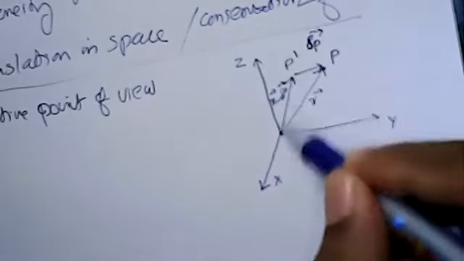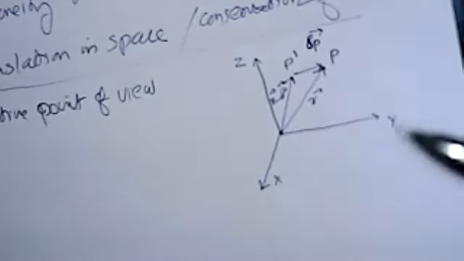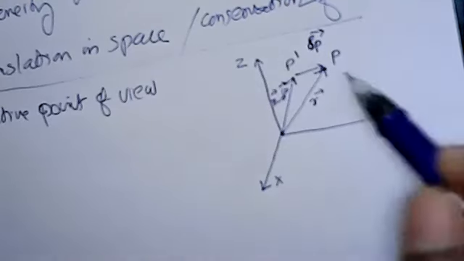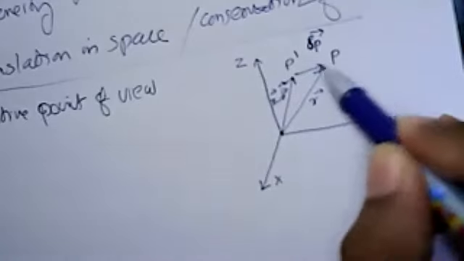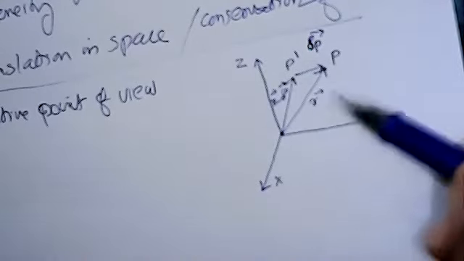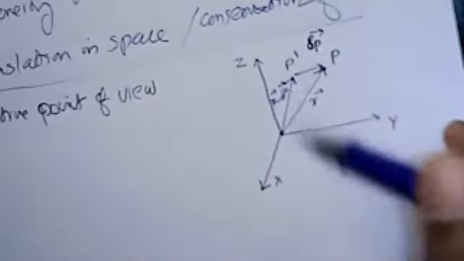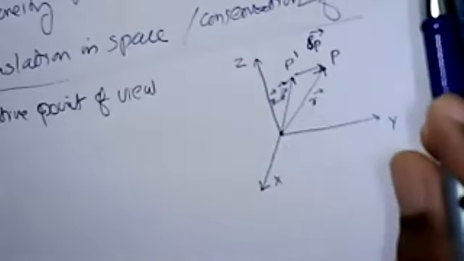So r minus delta rho plus delta rho gives r. Okay. So the particle was initially at point P dash. After translation, it becomes at P. Or you can consider it in the reverse also. Initially it was at the point P, then it moves to P dash. Anyhow, you can consider.